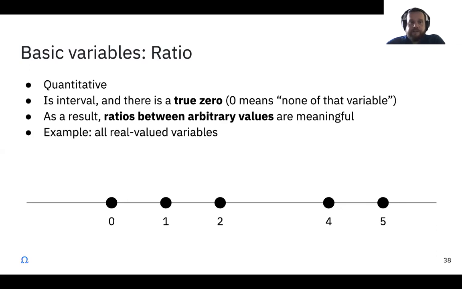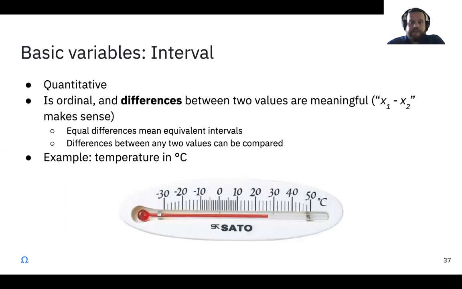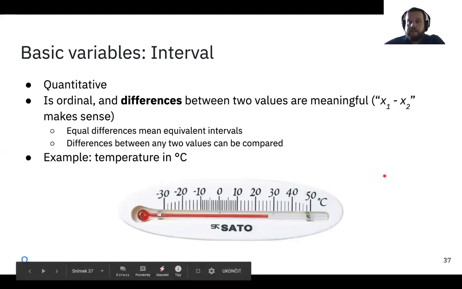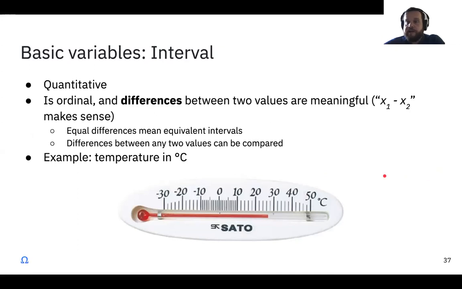The interesting part is the difference between ratio and interval. Here you can see that the temperature in degrees Celsius does have a zero, but it doesn't mean absence of heat, right? Because zero is still warmer than minus 10. That's one of the reasons why temperature is not a ratio variable: you cannot make ratios between temperatures. You can make differences.